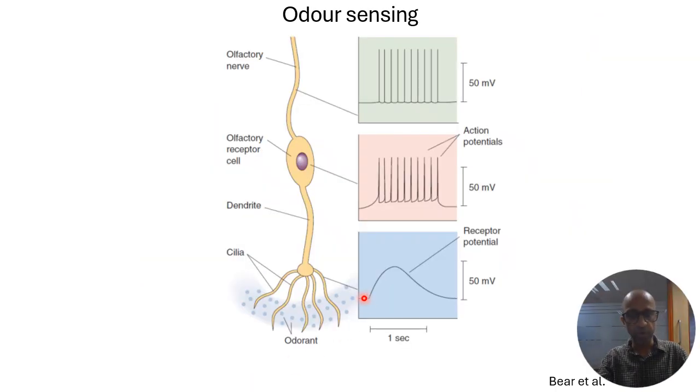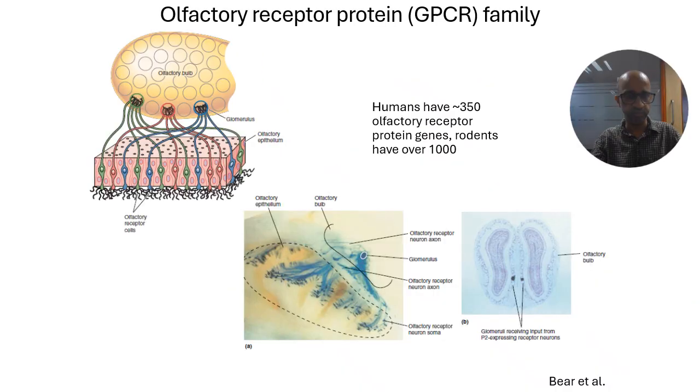So when that happens, you generate a receptor potential in the cilia that, if it crosses a threshold at the soma, leads to generation of action potentials, and these action potentials will now travel up the olfactory nerve to get to the brain, right? So to the olfactory bulb, and then from there on to the piriform cortex and so on. There are 350 different olfactory receptor protein genes in humans that encode different kinds of sensors, and these different sensors bind different odors with different efficiencies. With rodents, you have over 1,000 receptors.